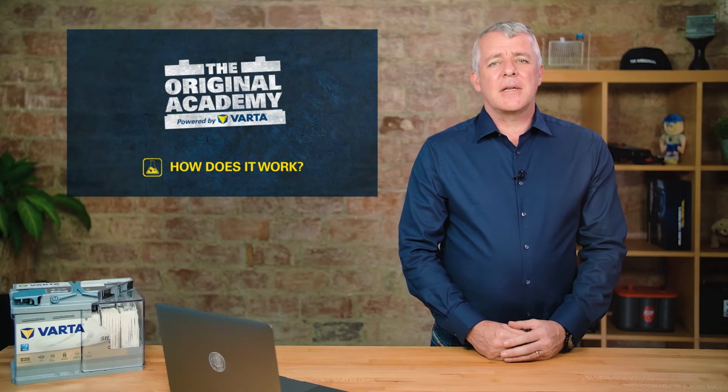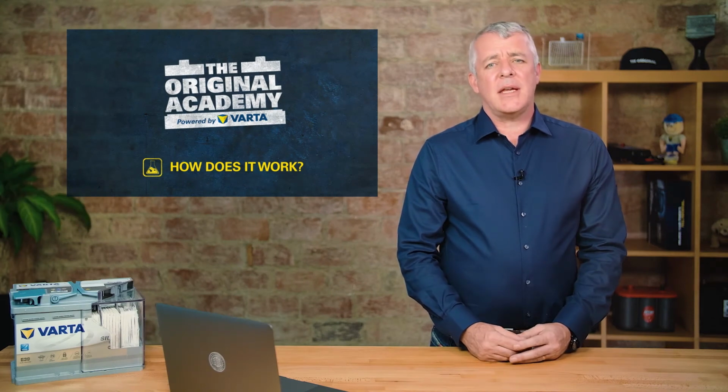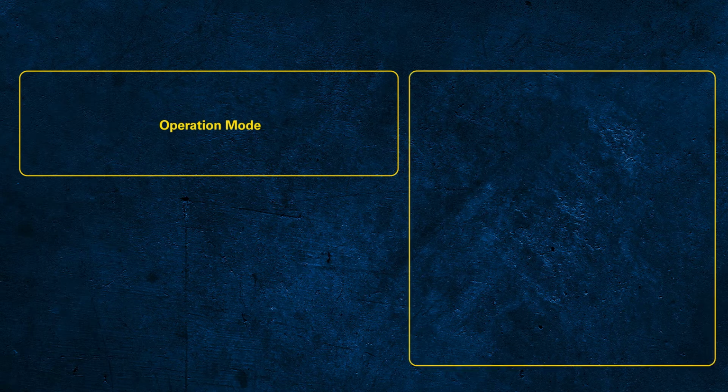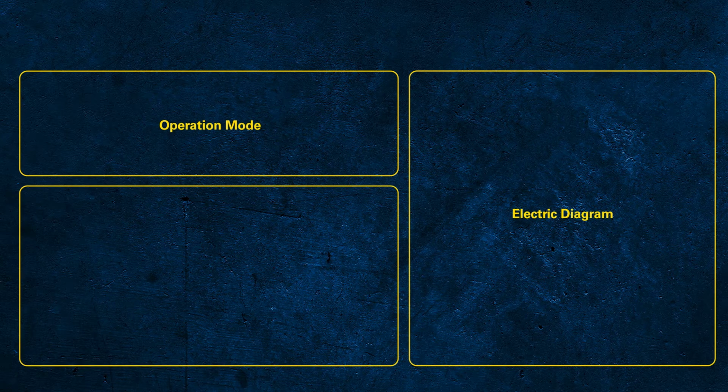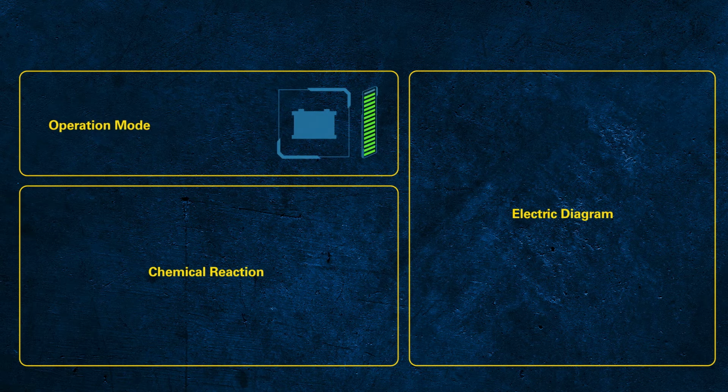For the following part, and to make it easier to understand the interactions, we have split the screen into 3 sections. In the first section, we'll see the operation mode. The second section will show the basic electric diagram, and in section number 3, we will see the chemical reaction. So let's start. We will start with a fully charged battery, as you can see on the level meter in the operation mode section.